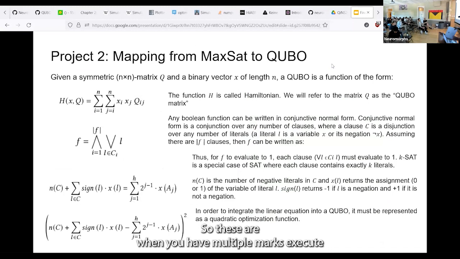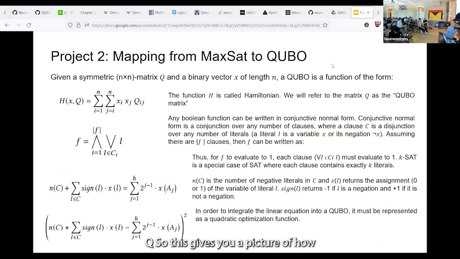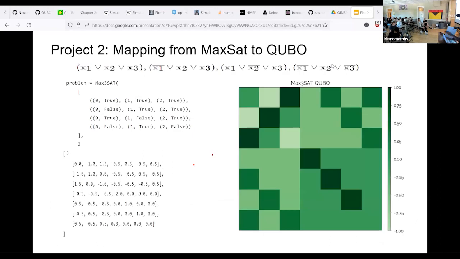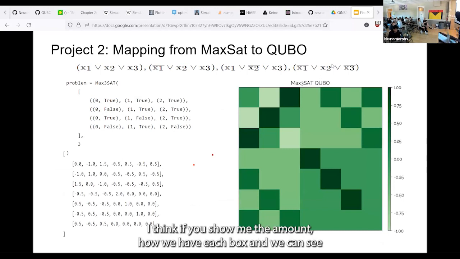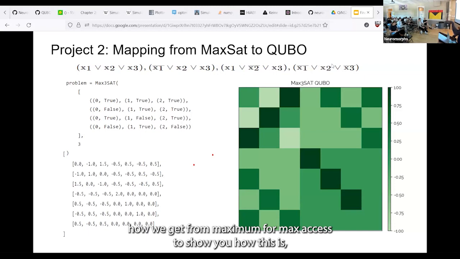All right, so this is showing how we move max-sat to QUBO. It's also a more difficult problem than max-cut. Using clauses and literals, the number of unsatisfied clauses gives you how much you need to solve the problem. Using just 3 variables, we're able to map max-sat onto QUBO, and the map has each box showing the intensity of what we get from max-sat to QUBO.